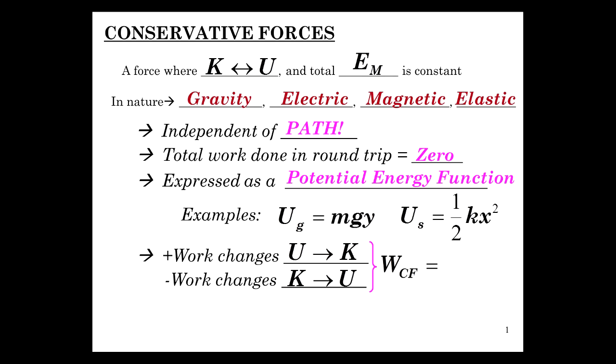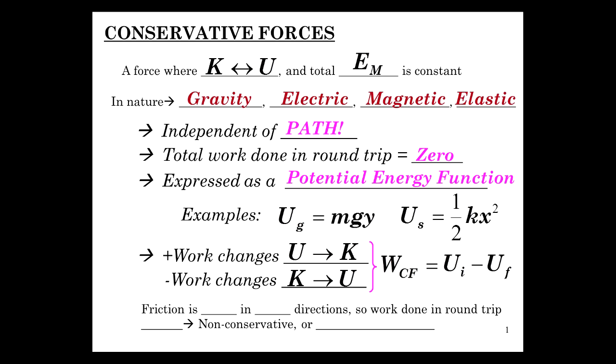So work done by a conservative force can be defined as a change in potential energy, but not the regular change. It's initial minus final. So if we have an initial potential energy here, the final down here is less. So this larger value minus the smaller value is a positive number, and that is associated with the positive work done by the conservative force, gravity in this case. Hopefully that all makes sense.